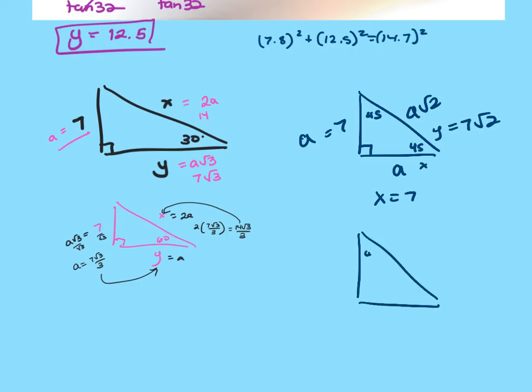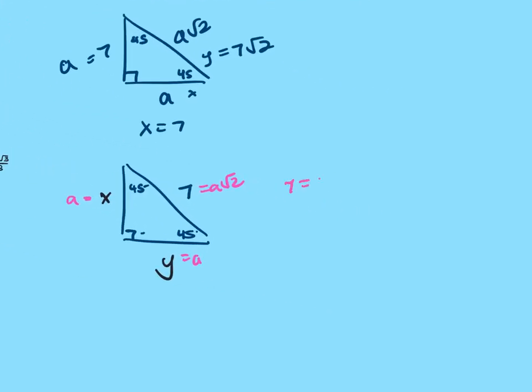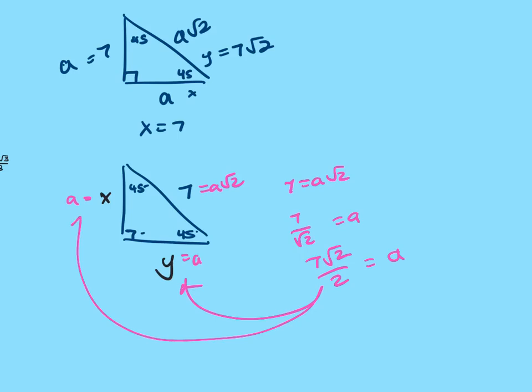If instead of giving you the opposite, the 45, they gave you the opposite, the 90, this is 7, and they want you to find x and y, then this is a, this is a, this is a root 2. So I'd have to solve for a. 7 equals a root 2. 7 over root 2 would equal a, and 7 root 2 over 2 would equal a, which would be both those sides because it's isosceles.